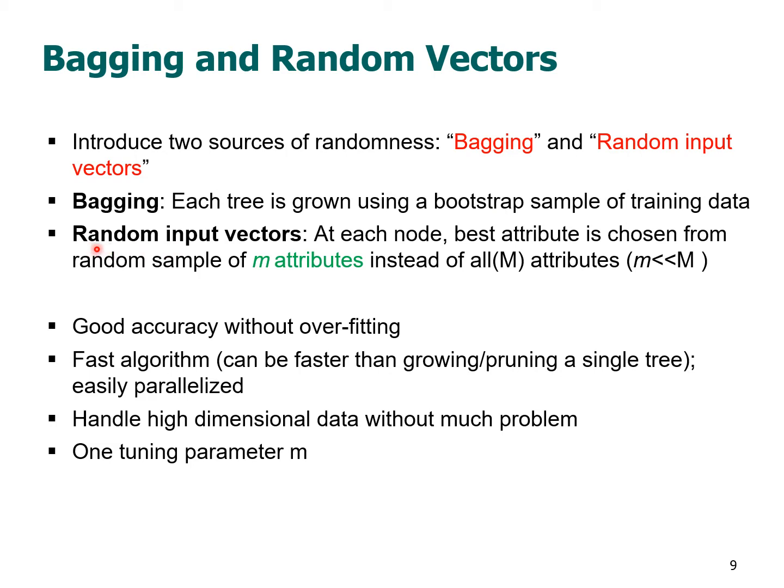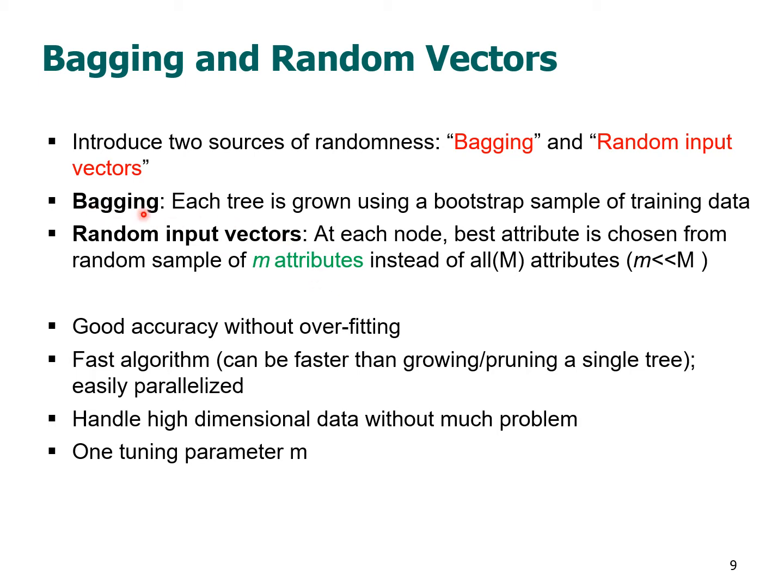The second randomness is called random input vectors. When you construct a decision tree, you select a best attribute for the node, but in random forest, you do not choose an attribute out of the entire attribute set. You select a subset of attributes from the original attributes, and then your best attribute is selected from that subset. That's how you choose the best attribute in a decision tree of random forest. This subset of attributes is called random input vectors.